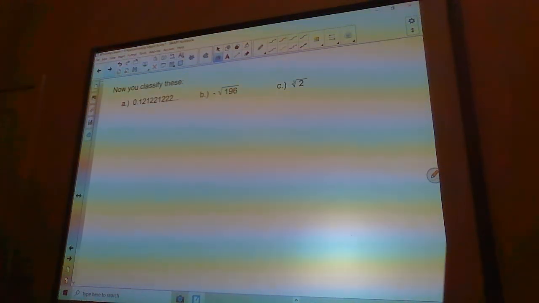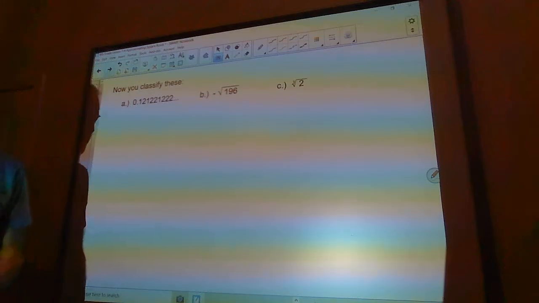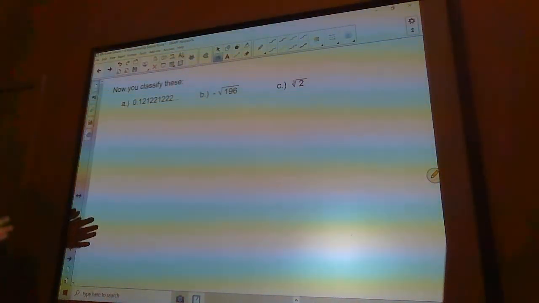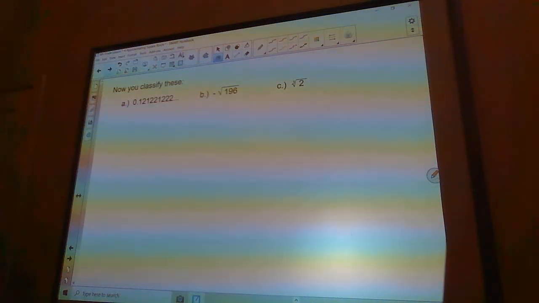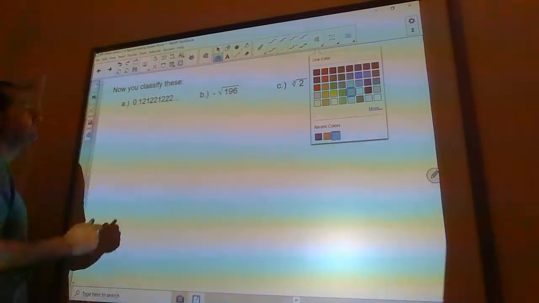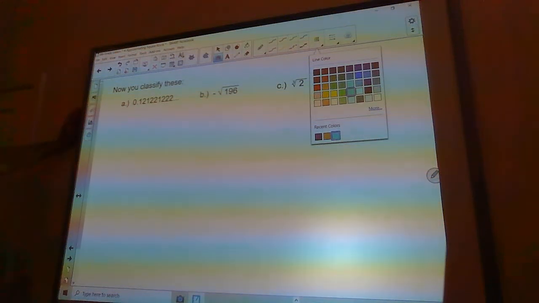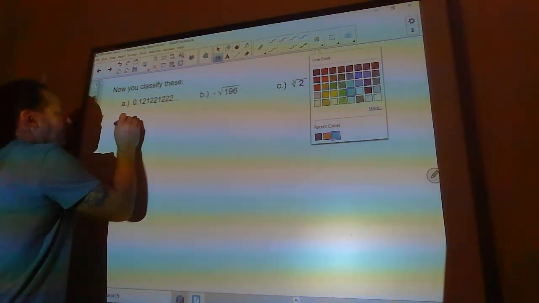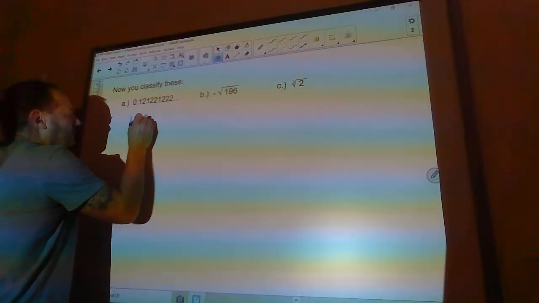All right, now you classify these. So take a second, pause your video, and see. What do you think? Are these rational or irrational numbers? Ready, set, go. Okay, so this first one right here, 0.12, 122, 11222. This is not a repeating pattern, and it goes on forever. That's what those three dots mean. So this is irrational.